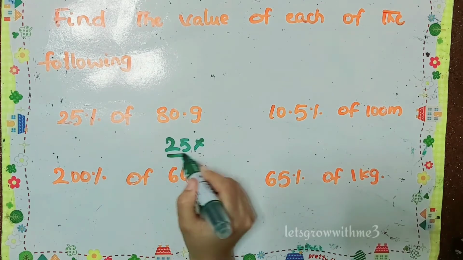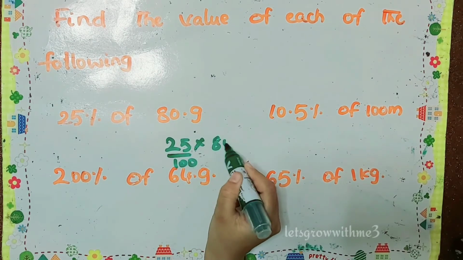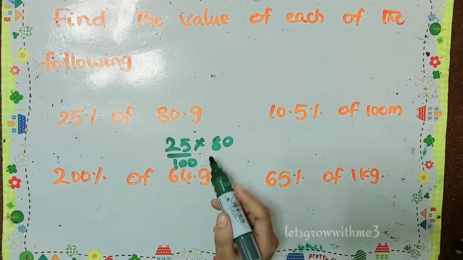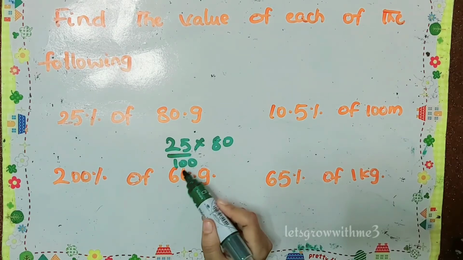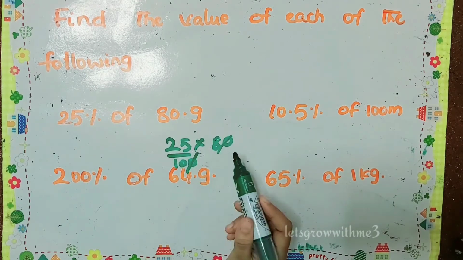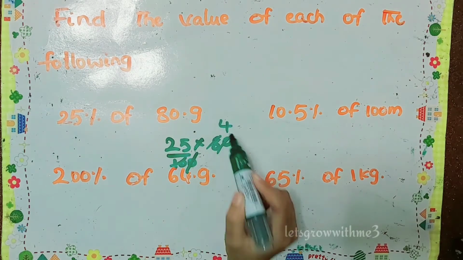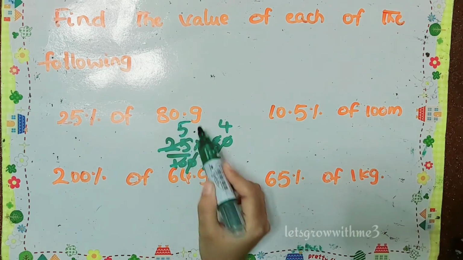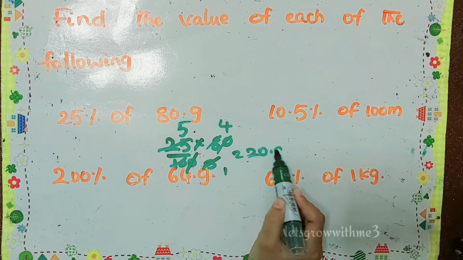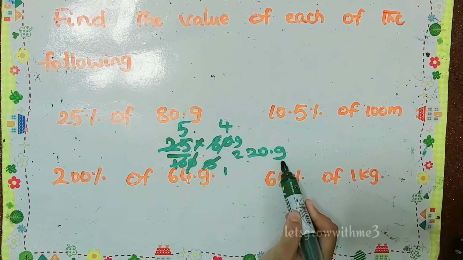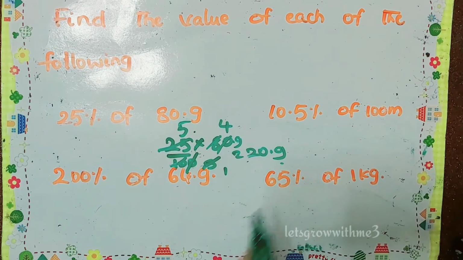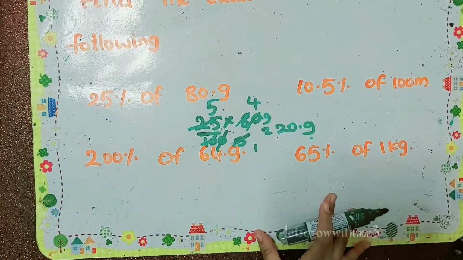So 25% means how to write this percentage in the form of fraction, which is 25 over 100 times 80 grams. Then we need to take out the common factors. So 0, 0 cancel, and 2 times 5 is 10 and 4 times 2 is 8. So again 5 times 1 and 5 times 5. So 5 times 4, which is 20 grams, because it is 80 grams, right? So we should write the same unit, which is 20 grams. Okay, that's it.